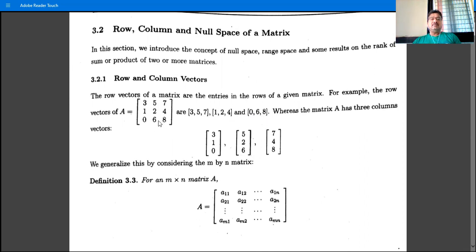So these are the three rows of this matrix A, and these are called row vectors of the matrix. And if we form the columns as vectors, that is, the first column as the first vector, either in square bracket or round bracket, so 3, 1, 0, then the second column as a vector, the third column as a vector, these are called column vectors of the matrix A. So these are the row vectors and these are the column vectors.